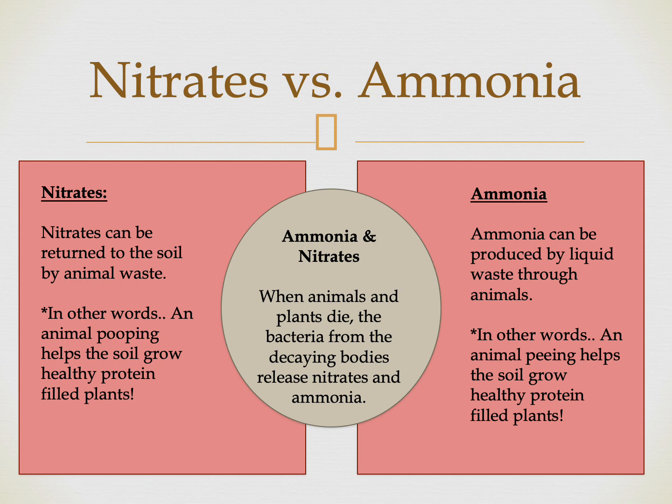Nitrates can be returned to the soil by animal waste, aka an animal poops. Ammonia can be produced by liquid waste through animals, aka urine. So both ammonia and nitrates occur a lot of times when an animal dies. When animals and plants die, the bacteria from their decaying bodies actually release nitrates and ammonia. This is then recycled back into our atmosphere.